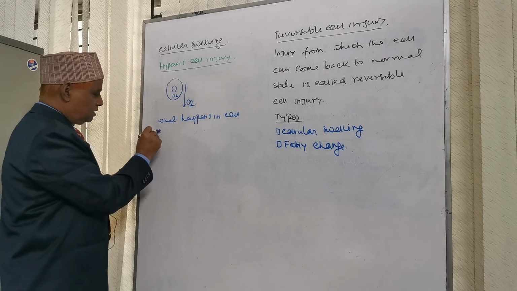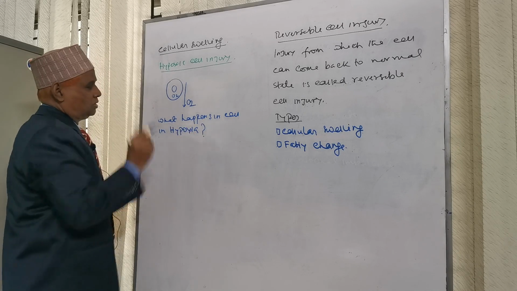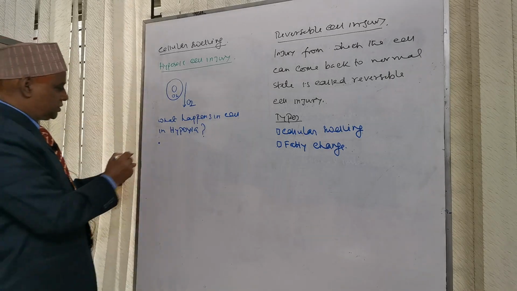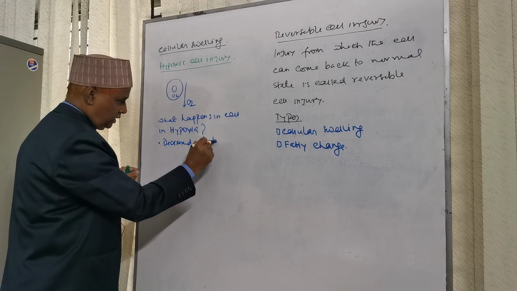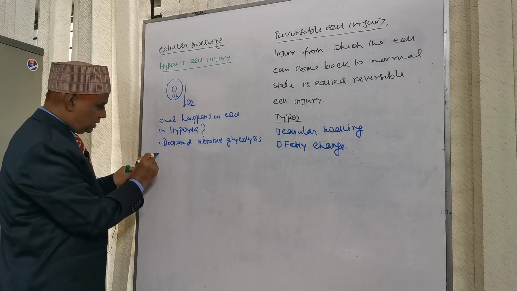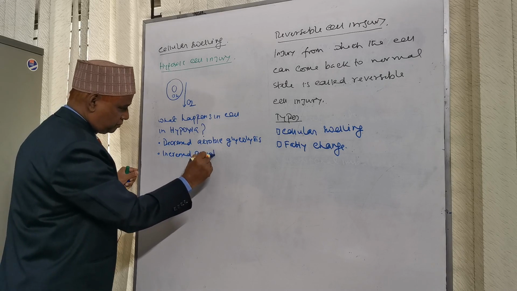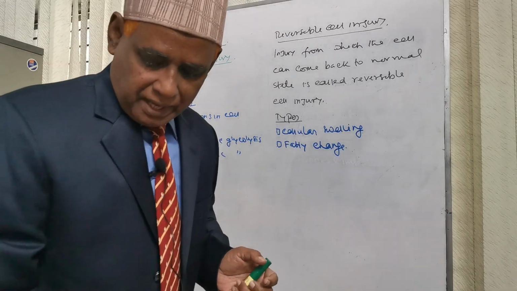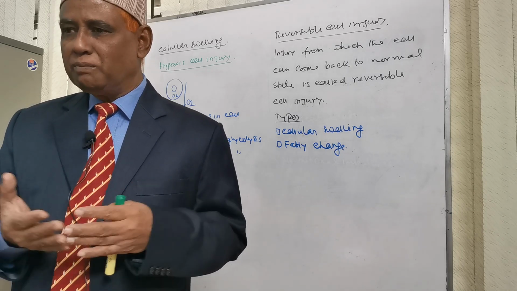What happens in a cell in hypoxia? One is decreased aerobic glycolysis. Another is increased anaerobic glycolysis. You know, glycolysis means breakdown of glucose. What happens here? We get energy in the form of ATP.